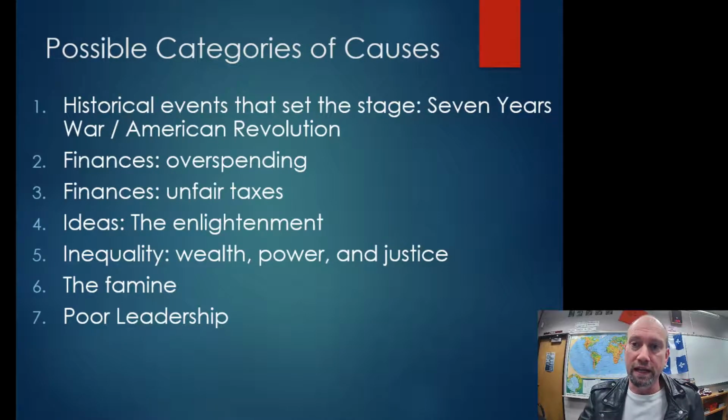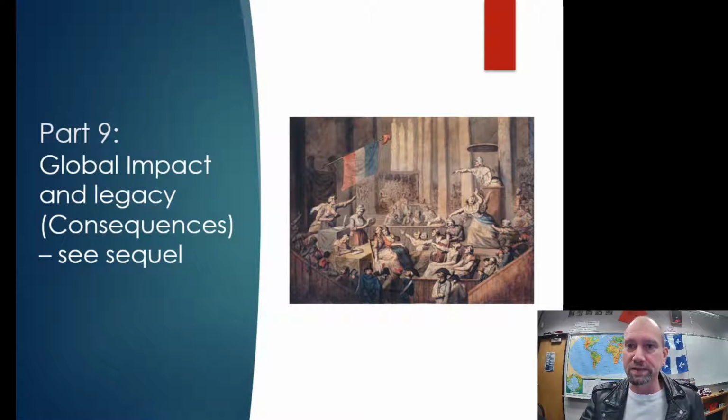Therefore, there was hunger in France. Desperate people call for desperate times. And poor leadership, poor leadership, poor leadership. We talked about that already extensively. Okay, so those are some of the categories you want to think about, and think about what causes of the French Revolution you can put in those categories. What examples? What specific details?